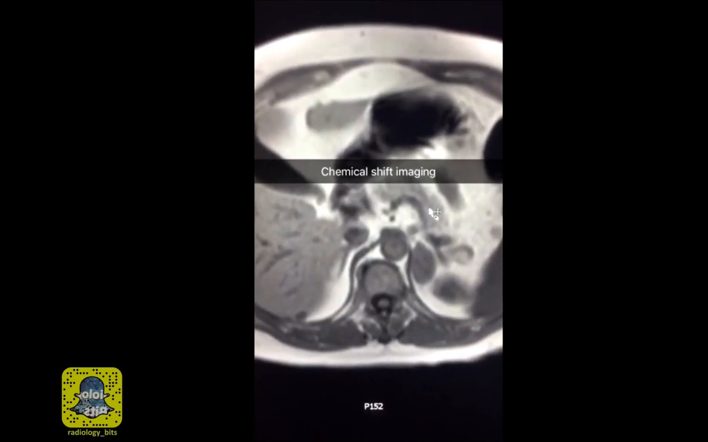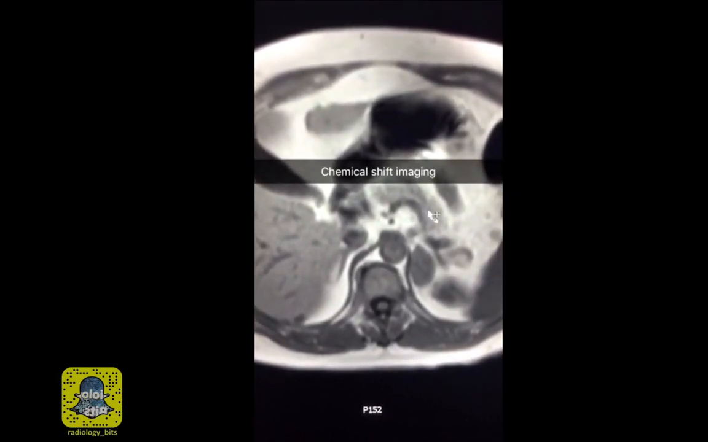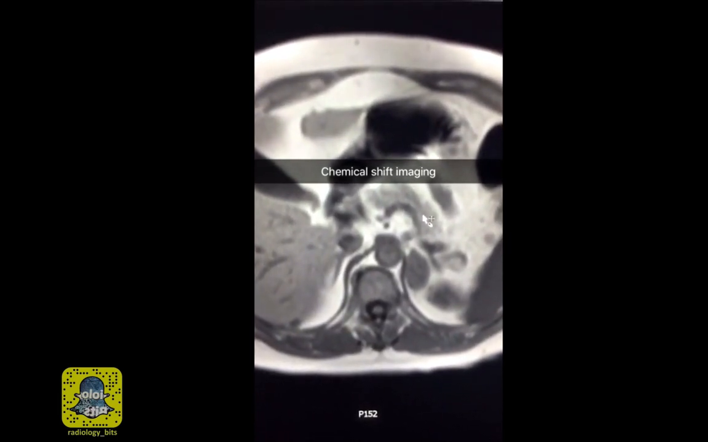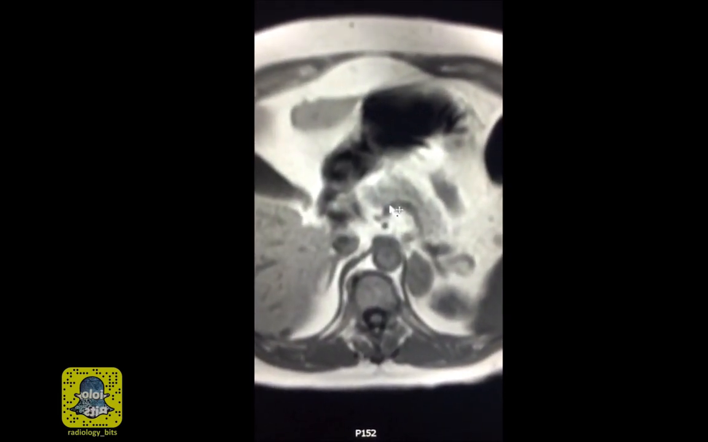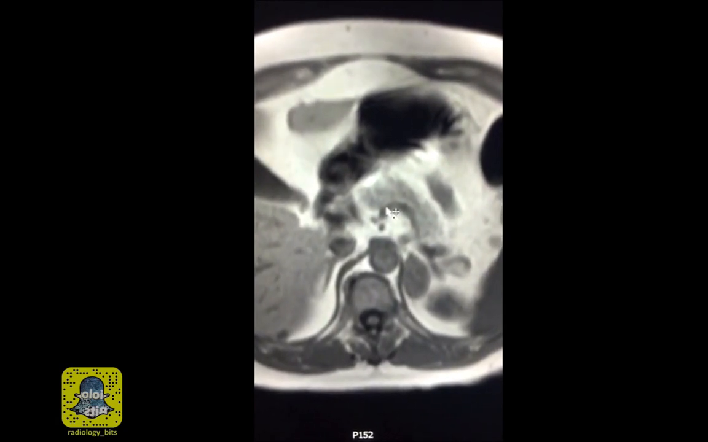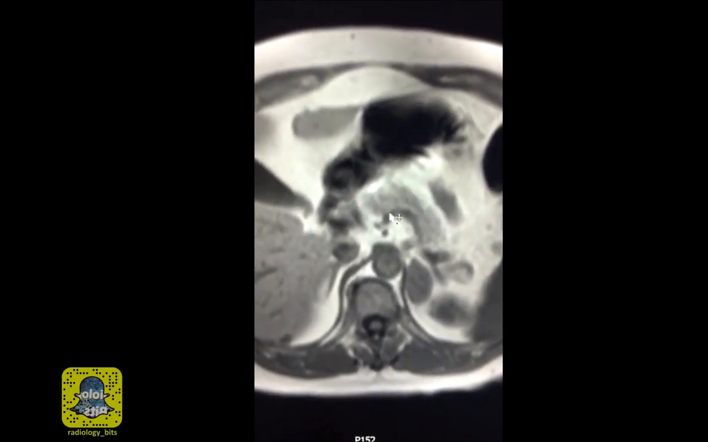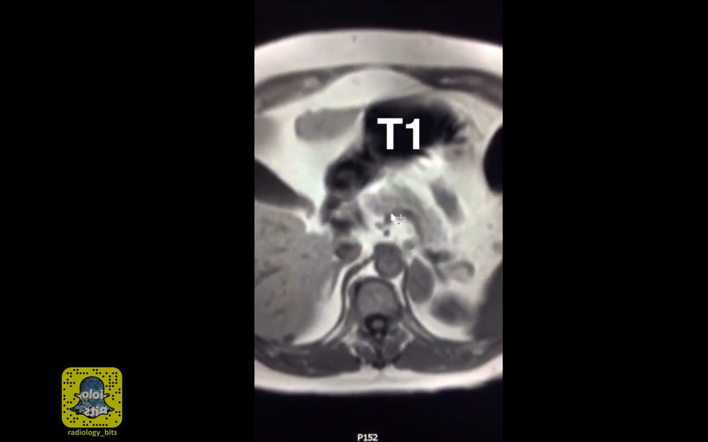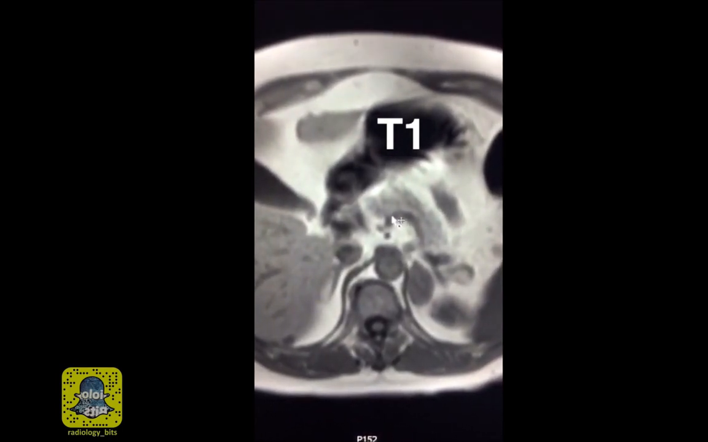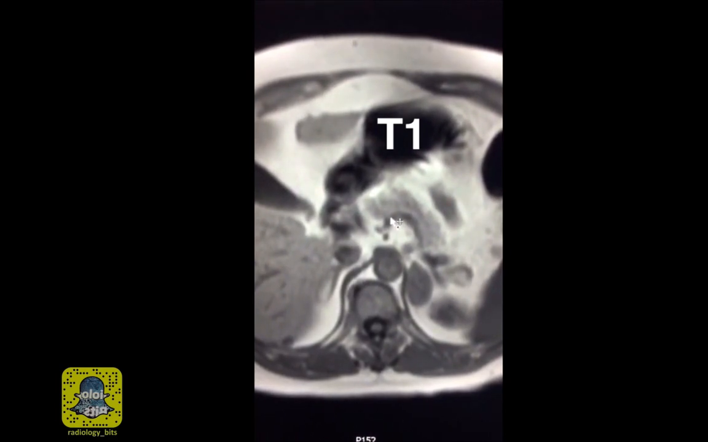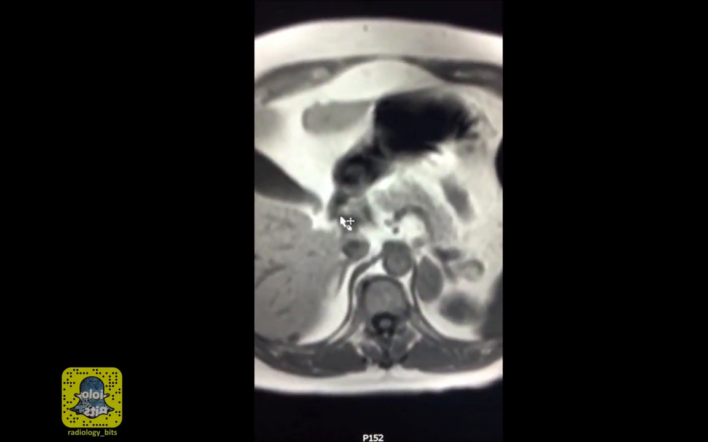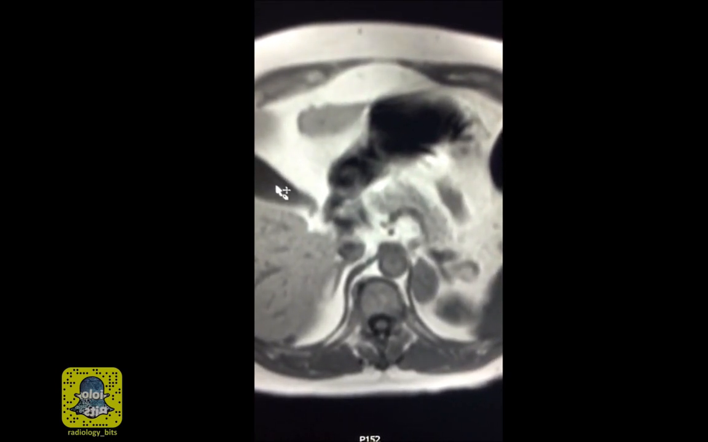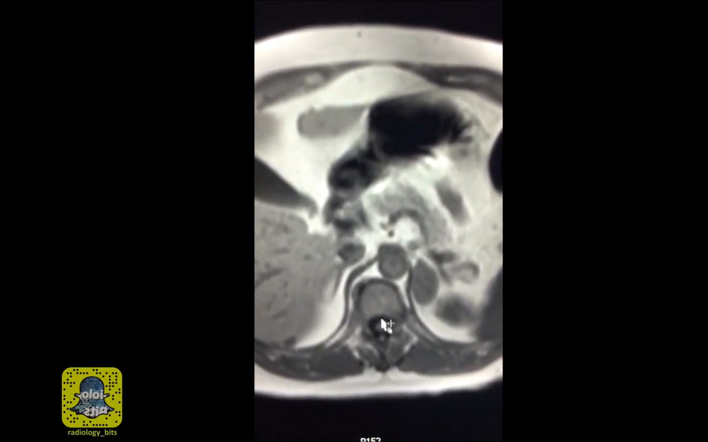The most important sequence to differentiate between lipid-rich and lipid-poor adenoma on MRI is called chemical shift imaging. We'll talk about chemical shift imaging without going into much of physics detail. Simplifying chemical shift imaging, it's basically composed of two T1 sequences. For juniors, remember that T1 imaging shows you fluid as dark. This is fluid that's dark in the gallbladder and in the CSF.